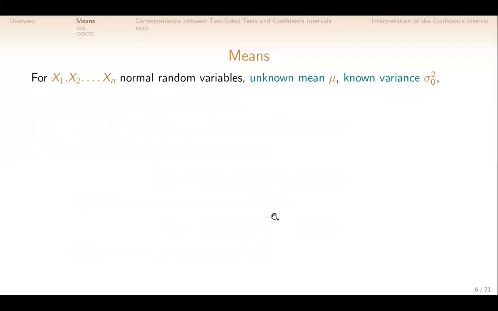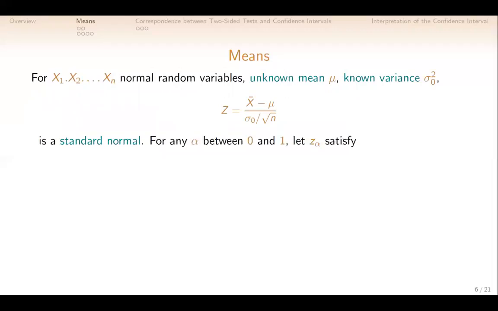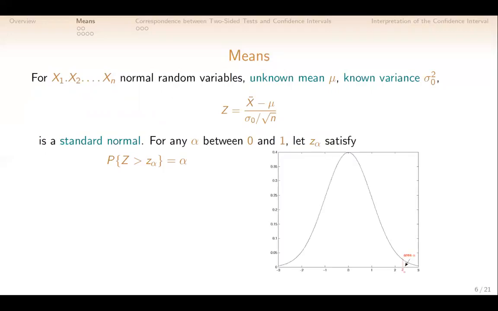Okay, so if I have normal random variables and I don't know the mean, but I do know the variance, then I can write down a standard normal from that, x bar minus mu over sigma naught over the square root of n, and pick an alpha between 0 and 1. We've seen this notation before. We'll let z alpha satisfy that the probability that my standard normal is above it is alpha. So you'll see some alpha over 2. It's just like you see in two-sided tests, and we'll talk about the relationship between two-sided tests and confidence intervals pretty soon.